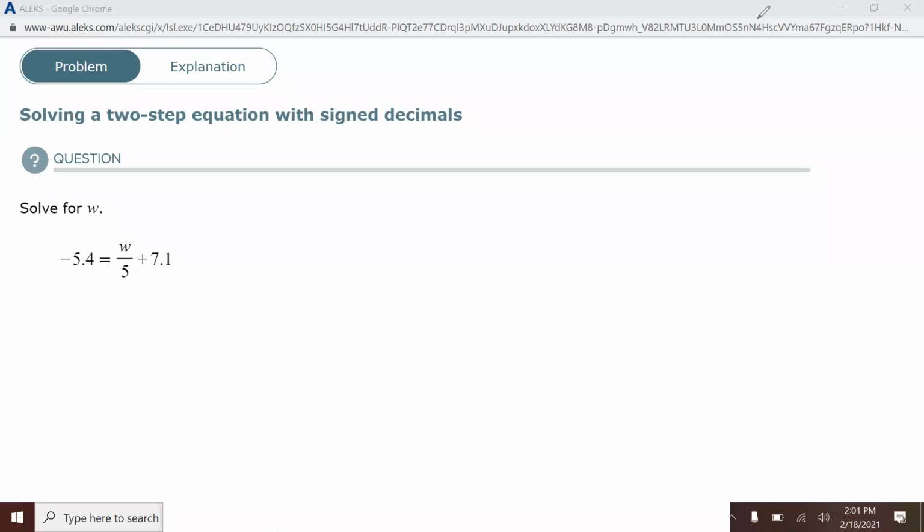On this one, I could start off the same way, multiplying both sides by the denominator 5, and that would be just fine. Or I could subtract 7.1 from both sides so that on the right side of the equation, I get w divided by 5. And on the left side, I get negative 12.5.